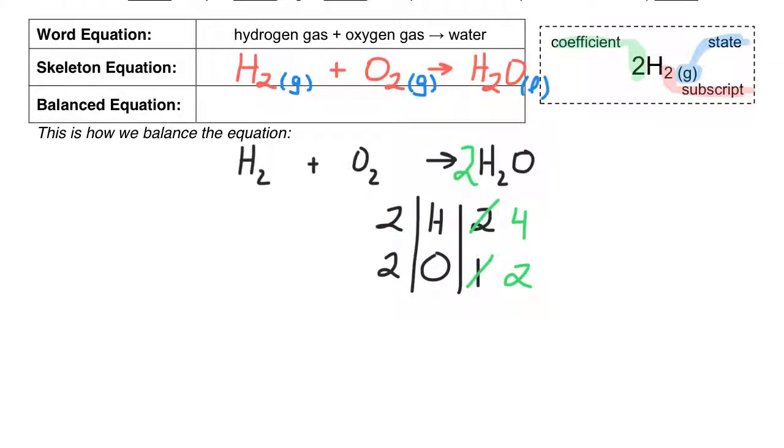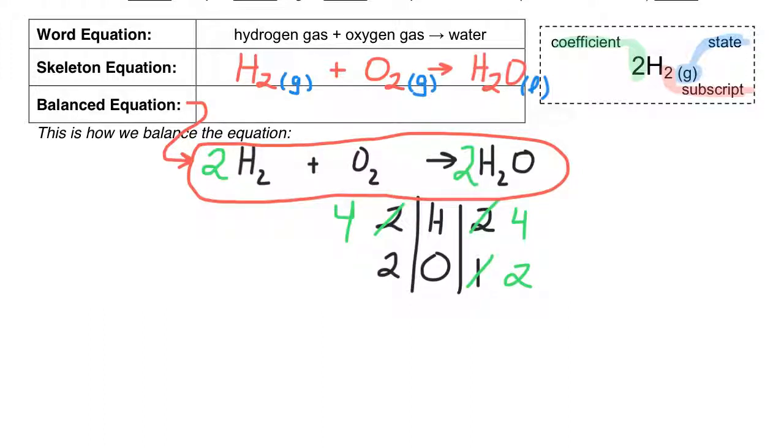So I'm going to have to play around with the coefficient again. Now I'm going to add a 2 in front of the hydrogen, and now I have 4 atoms of hydrogen on the left-hand side because I have 2 molecules of H2. So now I look at my chart, I have 4 hydrogen atoms on either side, I have 2 oxygen atoms on either side. This is my balanced equation. And that's the basic principle behind balancing equations. Some equations get a little trickier to balance than others, but this is the general idea of how I do it.